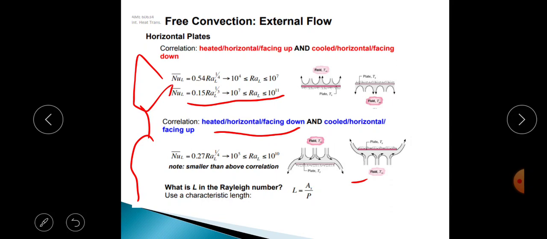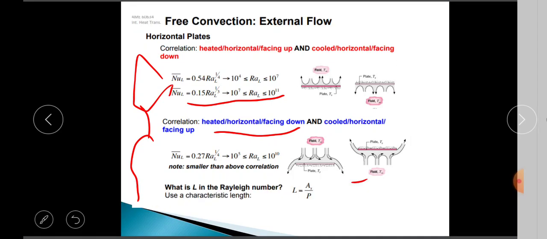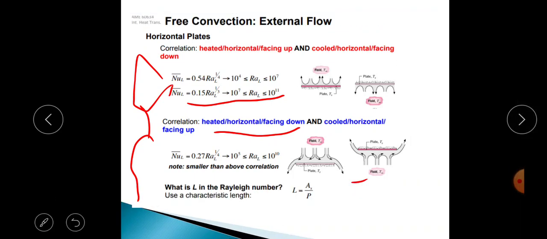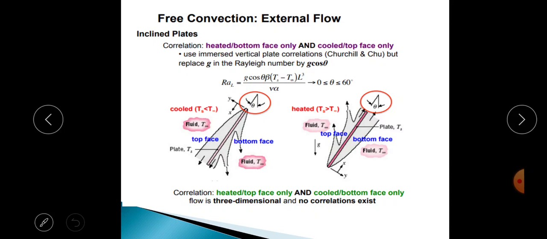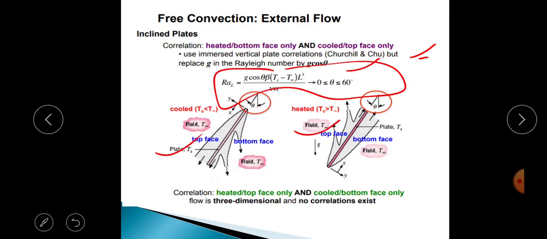So what is the L in Release number? It is a characteristic length, simply. Sorry. So next is the free convection for external flow for inclined plates. So correlations are like for heated bottom face only and cooled top face only, use the immersed vertical plates correlation, Churchill and Chu, but replacing g in the Rayleigh number by g cos theta. So we get this, and this denotes the correlation for heated top face only and cooled bottom face only.